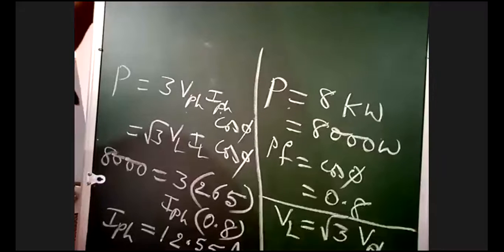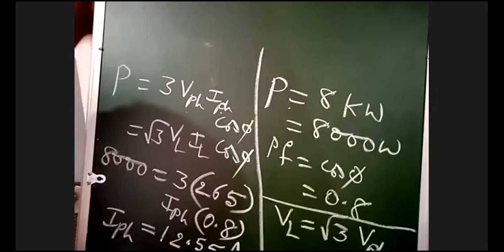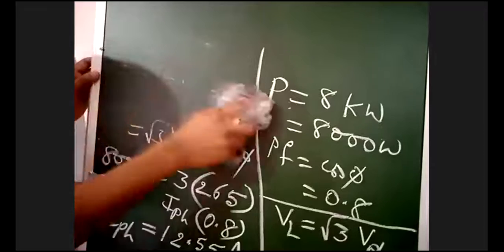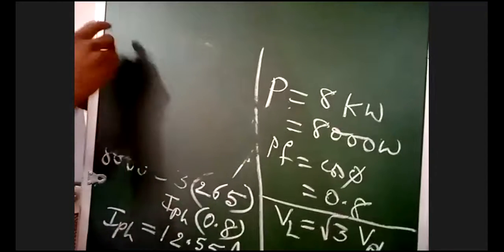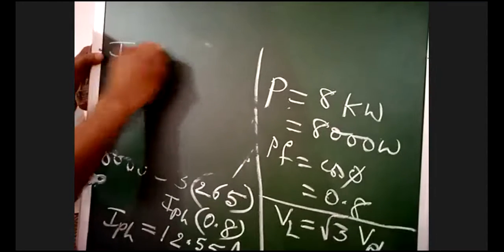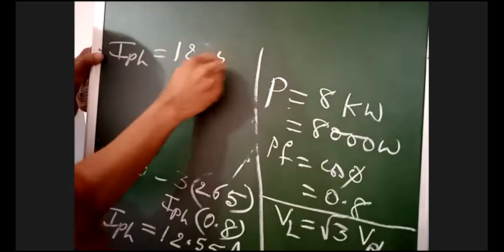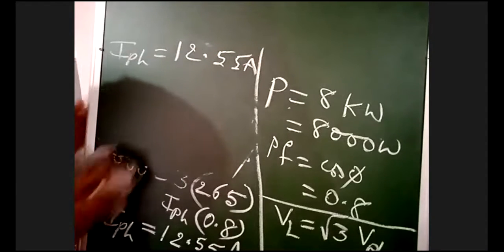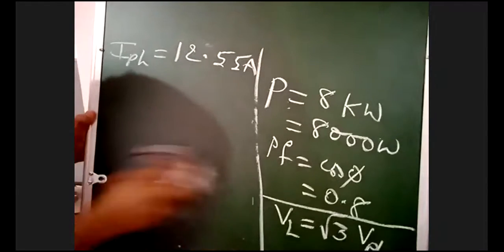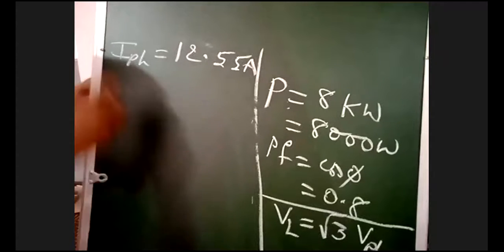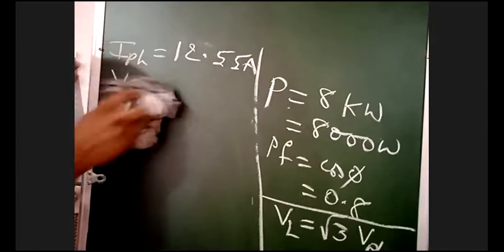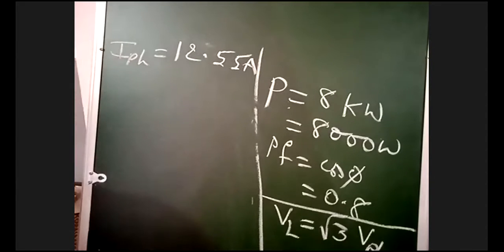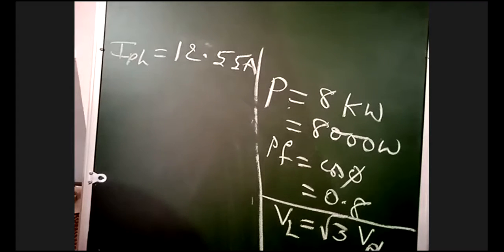12.55 ampere. Your current is 12.55 ampere. Now your V phase. In the problem, what is he asking? Find the circuit constants.